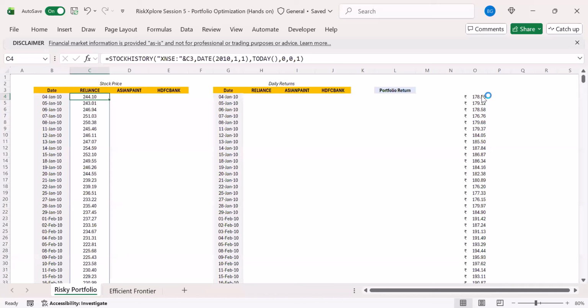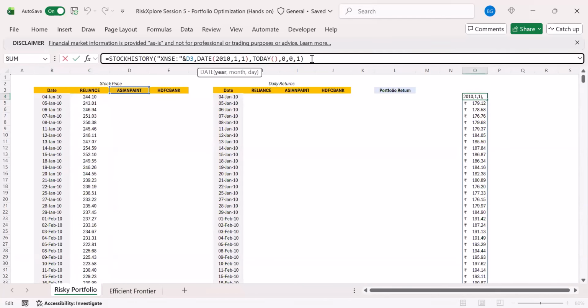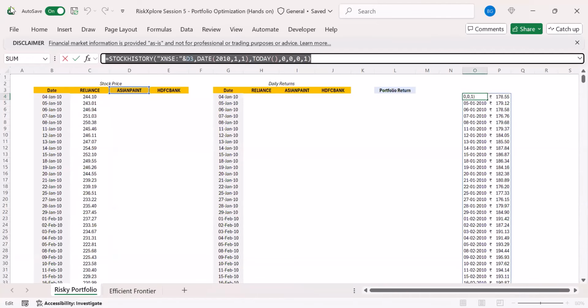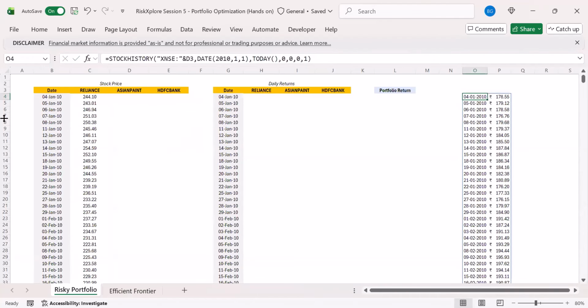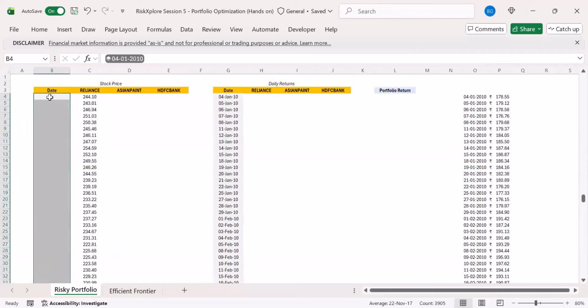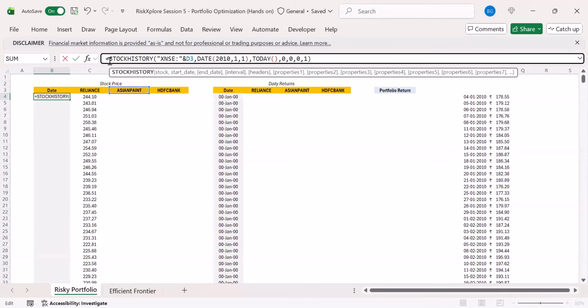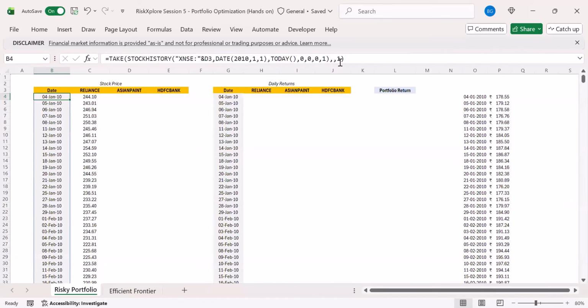For the date column as well, what we can do is, let's say we opt for the date property here. To dynamically generate the dates, we can copy this formula, come here, and paste it. Since we only want the first column, we will use the take function. So take only the first column, and we will dynamically get the dates as well.